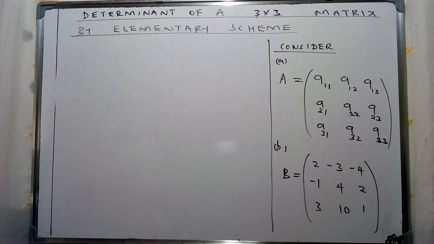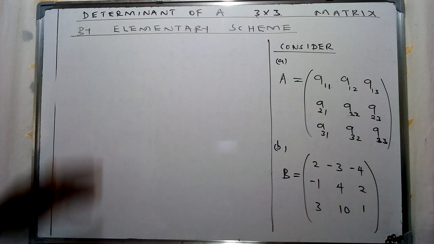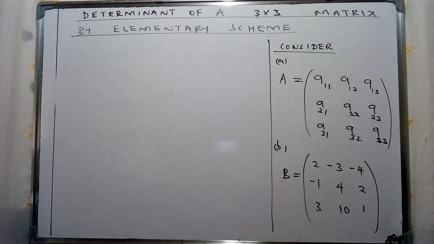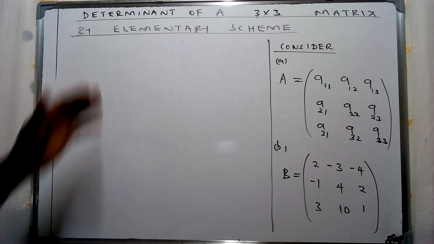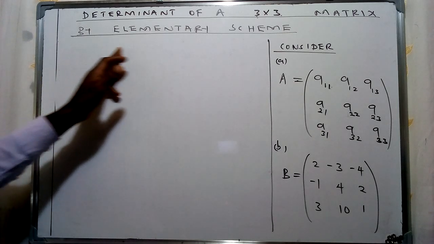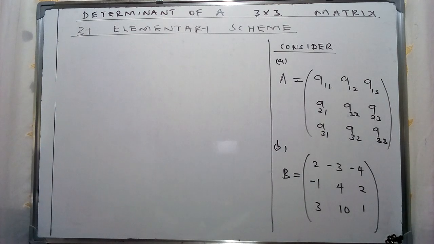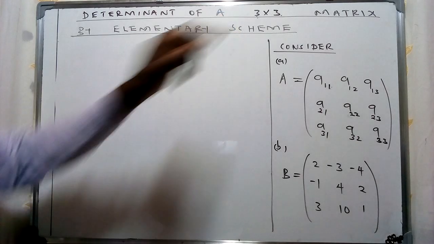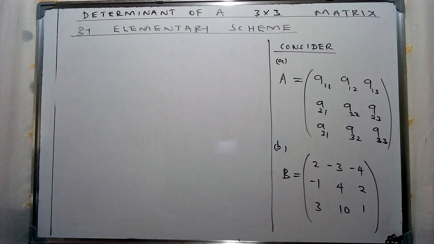I'm going to look at the determinant of a 3 by 3 matrix by the elementary scheme. In this case, we are going to use our previous knowledge, where we looked at the concept of finding a determinant of a matrix. This creates a basis for understanding this specific aspect of the elementary scheme for finding the determinant of a 3 by 3 matrix, which is basically a square matrix.